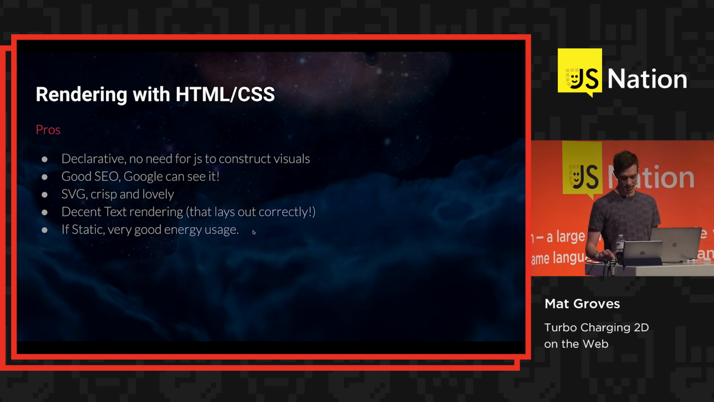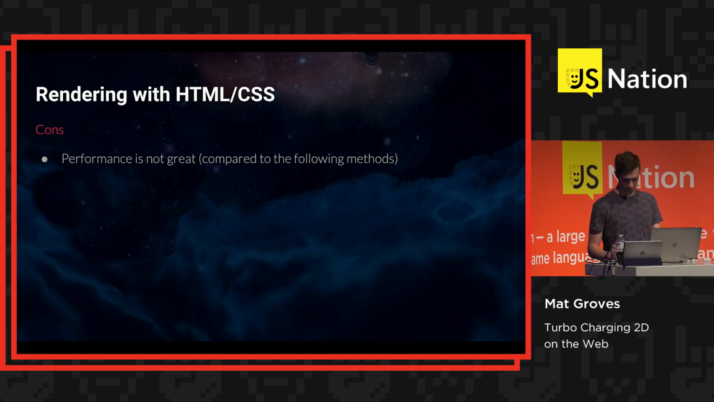SVG is always really crisp and lovely when you're rendering with HTML. And text rendering in HTML is also really amazing. In Canvas and WebGL there are always tricky, painful points, whereas in HTML it just flows, it just works. Also you can do things like copy and paste, which is really handy for websites. In WebGL and Canvas, you can't really do any of that. The other thing is, if it's a static website, which most websites tend to be, then they have really good energy usage, and the battery consumption is usually quite good.